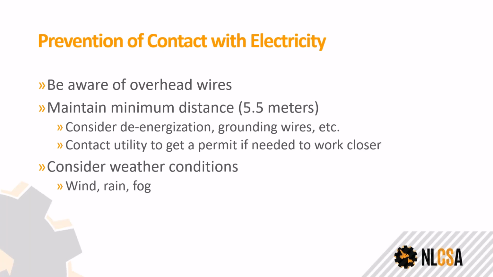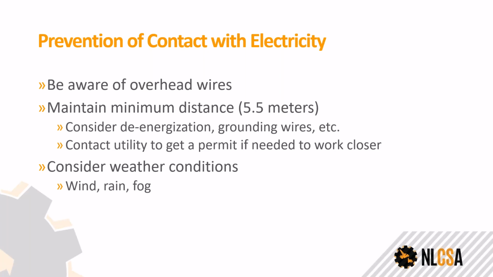So then we have contact with electricity. So one of the first things we can do is be aware of overhead power lines. So we should be stopping, looking up, looking around, and determining if there are any overhead power lines that could get in our way, not just where the aerial work platform is located, but also in the path that we need to travel to the location, as well as at the location itself where we need to conduct the work.